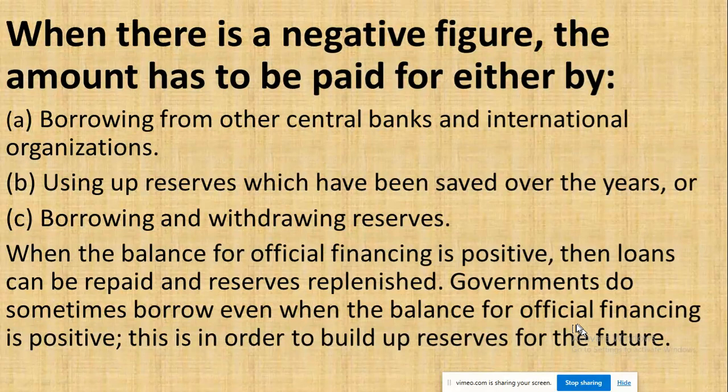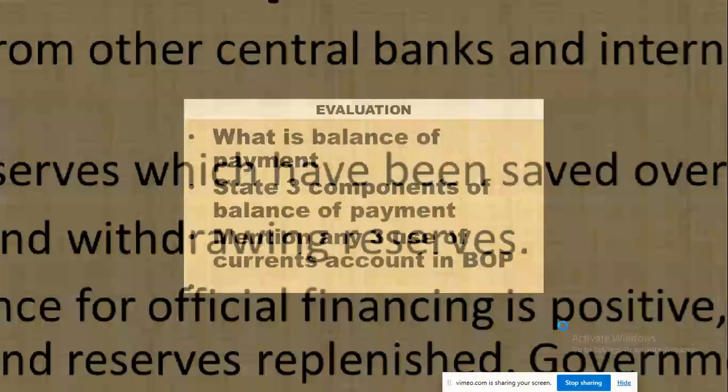So when the balance for official financing is positive, then loans can be repaid and reserves replenished. Governments do sometimes borrow even when the balance for official financing is positive, in order to build up reserves for the future of the country.